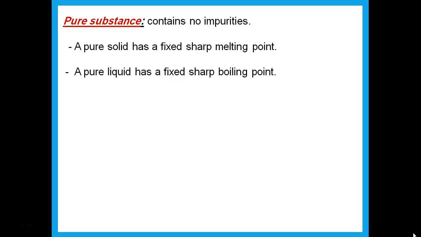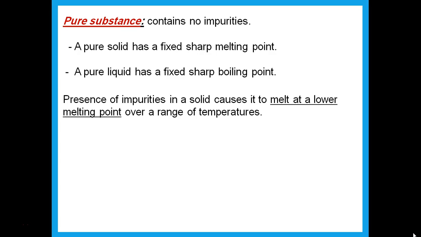So in order to know if a solid is pure, I test its melting point. If its melting point is fixed and sharp, it's pure. So what if it's not pure? If it is not pure, then it will melt slowly over a range, and it will have a melting point different from the one that is for a pure one.